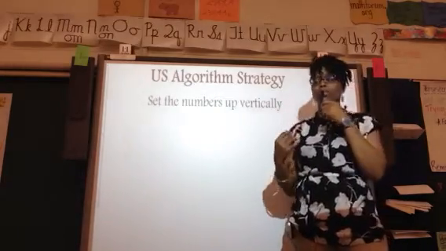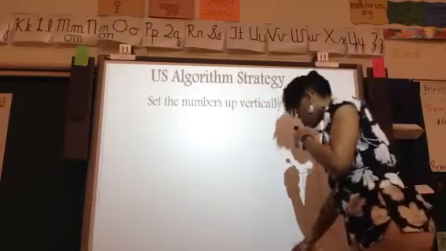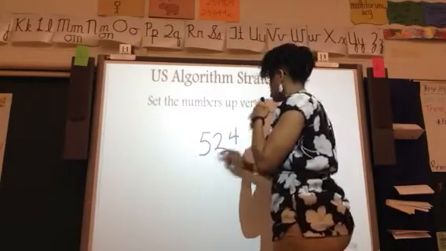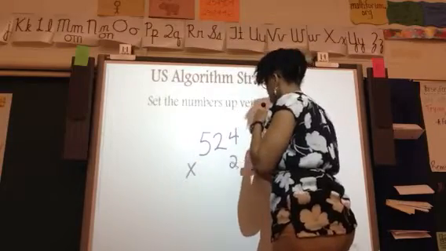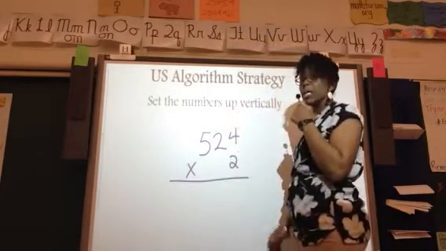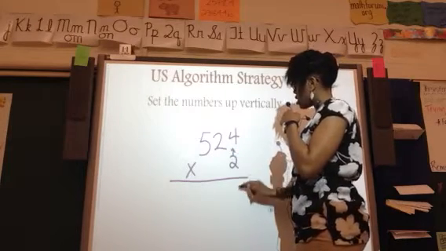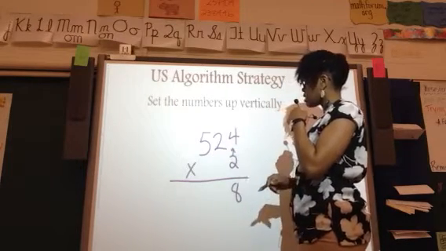Set up the numbers vertically. So that's going to be 524 times 2. You want that larger number at the top. And what you're going to do is the ones place times the ones place. That's going to give us 8. 2 times 4 is 8.